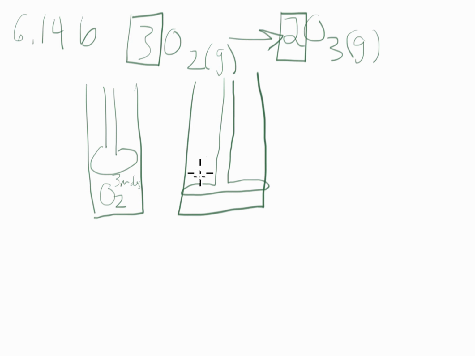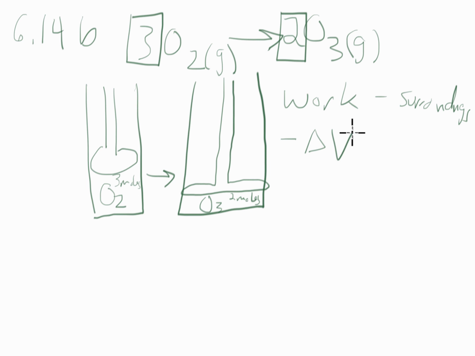That is, the surroundings, you have to put pressure into the system. You have to decrease the volume in order to get this conversion into ozone. Okay, so in this case, the work is done by the surroundings. All right, and that means that here we have a negative delta V, therefore the sign of the work is positive.